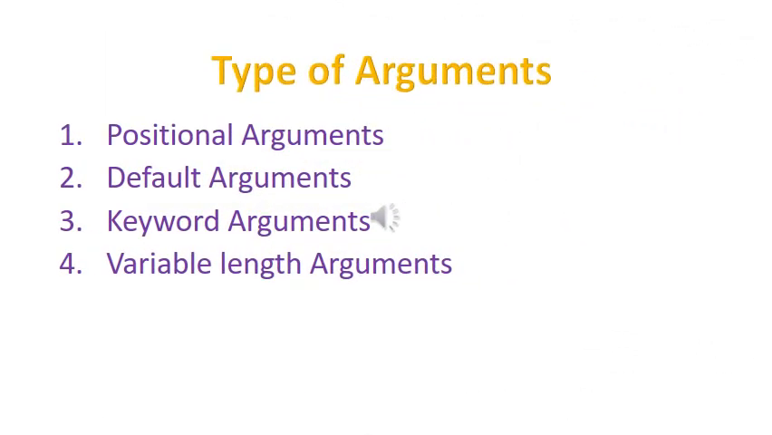Next, we are going to study types of arguments. There are 4 types of arguments in Python. First one is known as positional arguments. Second one is called default arguments. Third one, keyword arguments. And at last, we have variable length arguments.